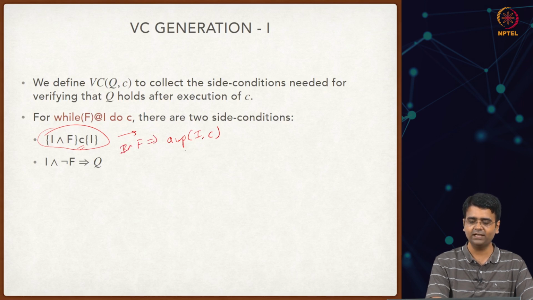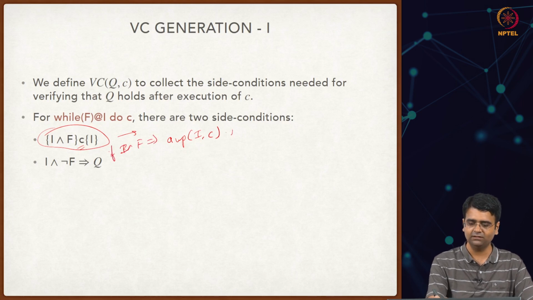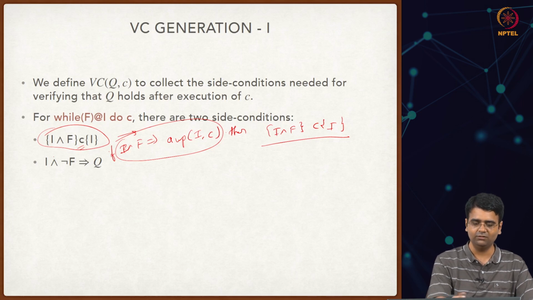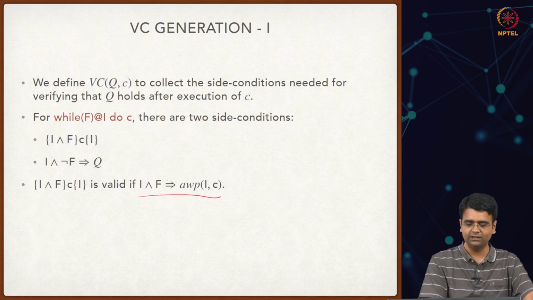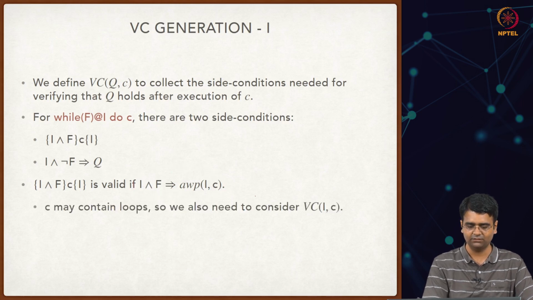So, if I and F implies AWP of I comma C, and this is true, then I know that the Hoare triple {I and F} C {I} is valid. So, instead of trying to prove that {I and F} C {I} is valid, I can instead try to show that this particular formula is valid. And this again means that I would have to compute the approximate weakest precondition of I with respect to the body of the loop, which is C. So, {I and F} C {I} is valid if I and F implies AWP of I comma C, but this is a formula which we can now construct.